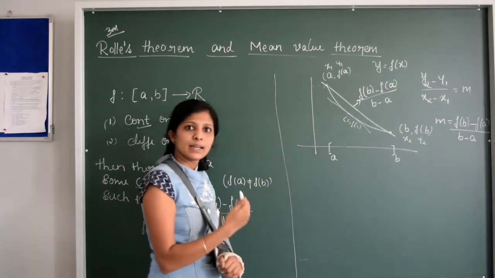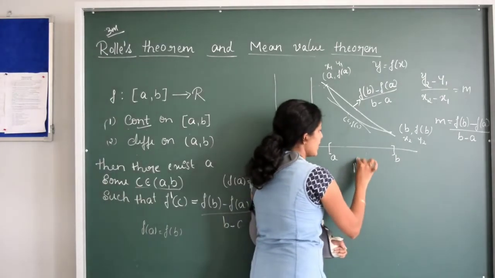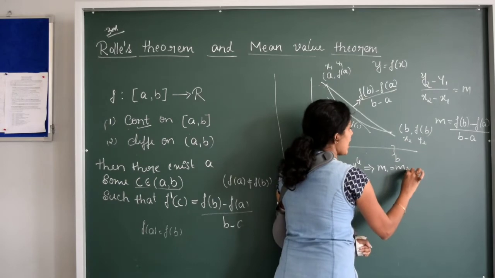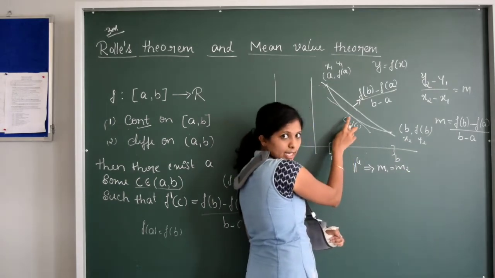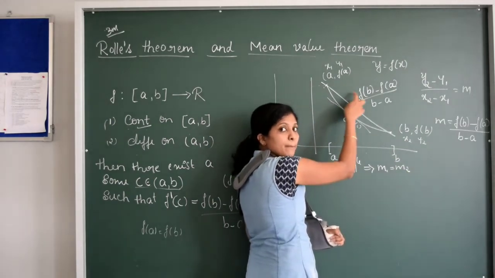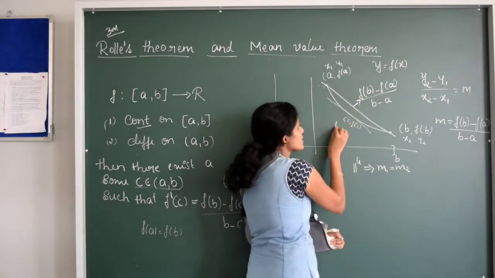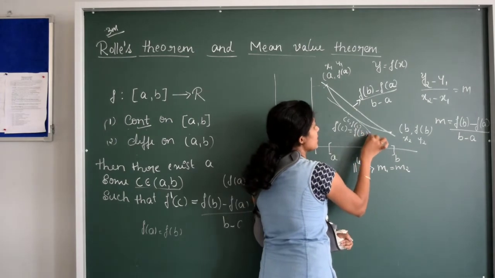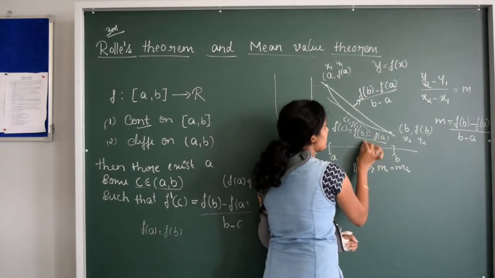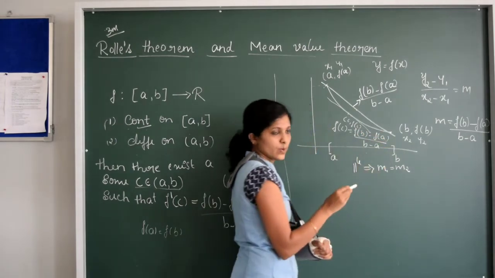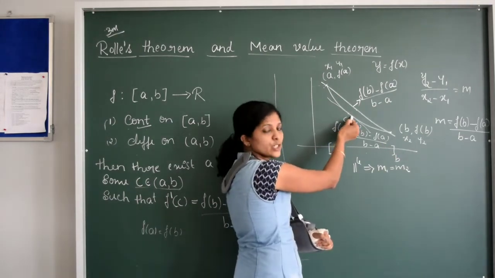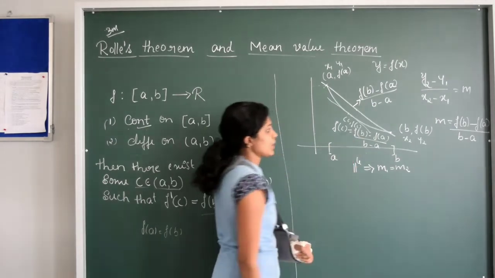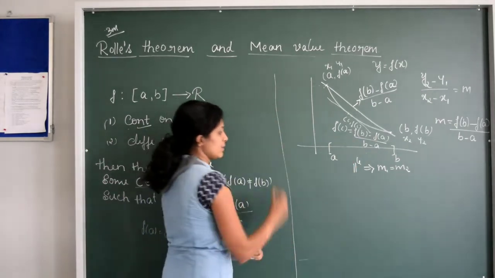Whenever two lines are parallel, the slopes will be equal, right? If the lines are parallel, then we write m1 is equal to m2. So this is our point, we can draw the tangent, and that tangent will be parallel to this line. So we can write f dash of c is equal to f of b minus f of a divided by b minus a. I hope you understood this one. The slopes will be equal, so f dash of c is equal to f of b minus f of a divided by b minus a.